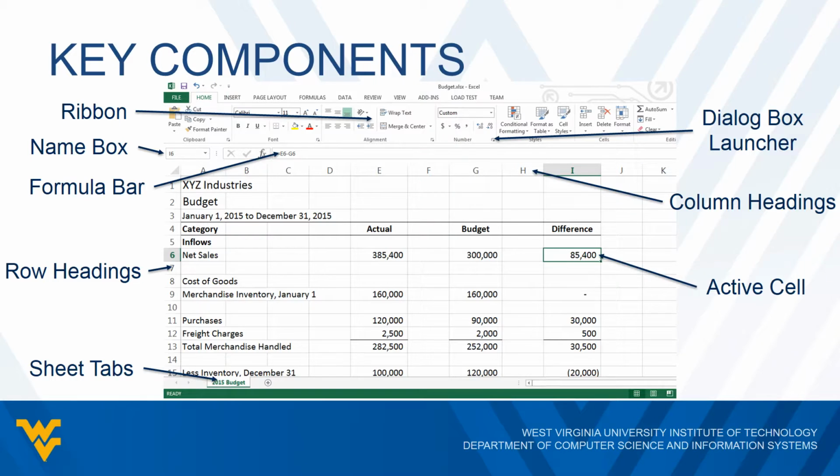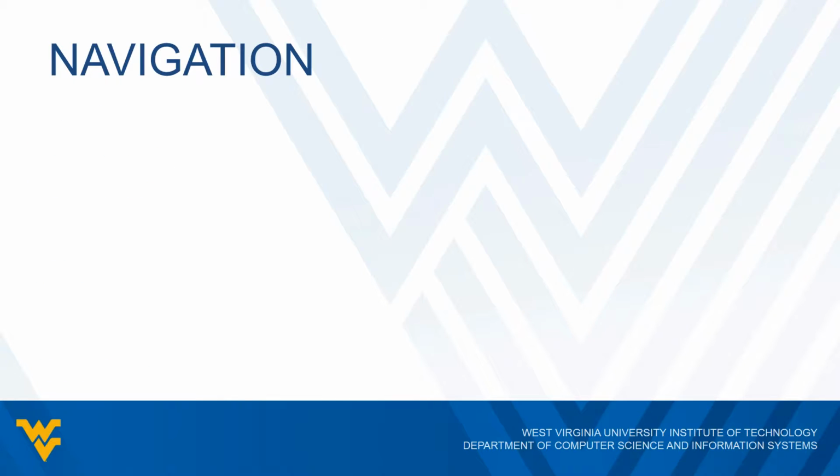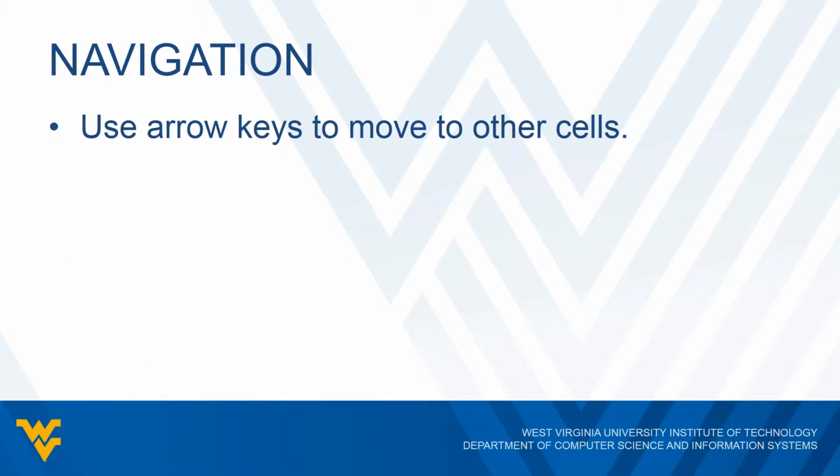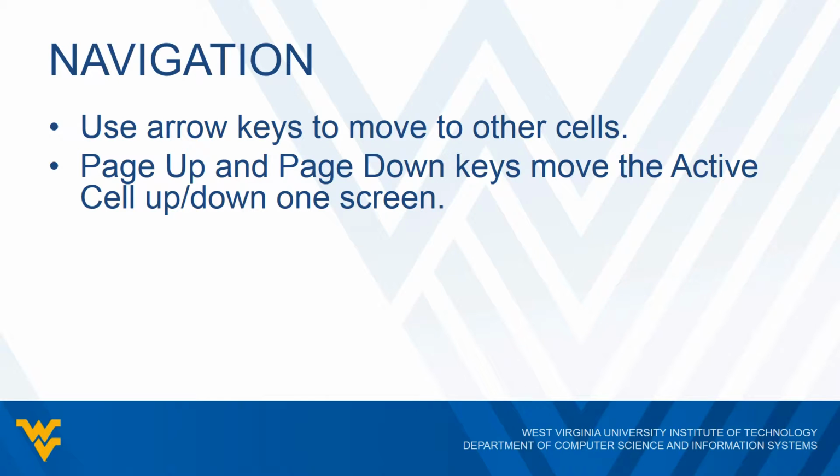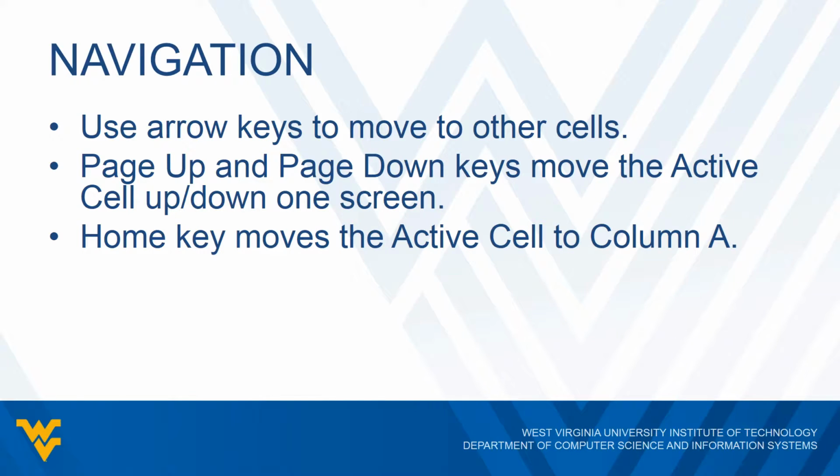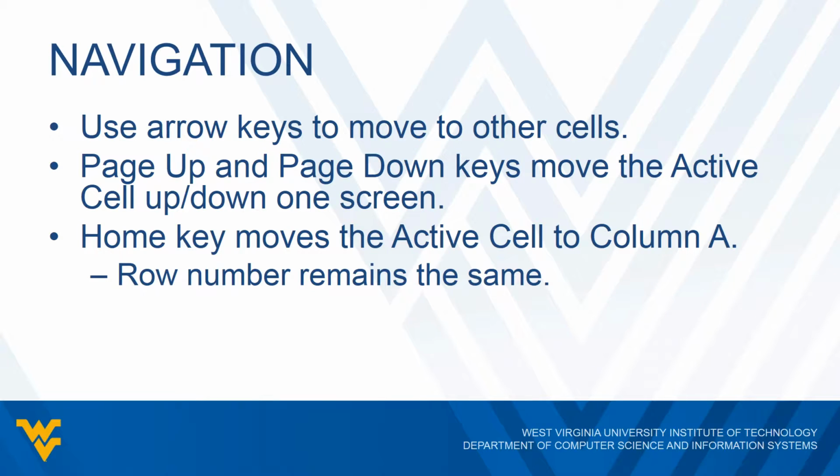To navigate in the spreadsheet, we can use the arrow keys to move up and down or left and right to the other cells. You could also use the mouse to click on the cell you want. That also works too. And we can even use the Page Up and Page Down keys to move the active cell up or down one screen. The Home key can be used to move the active cell to column A. Now, the row number would remain the same, but if you need to jump to the first column, you can do that using the Home key.